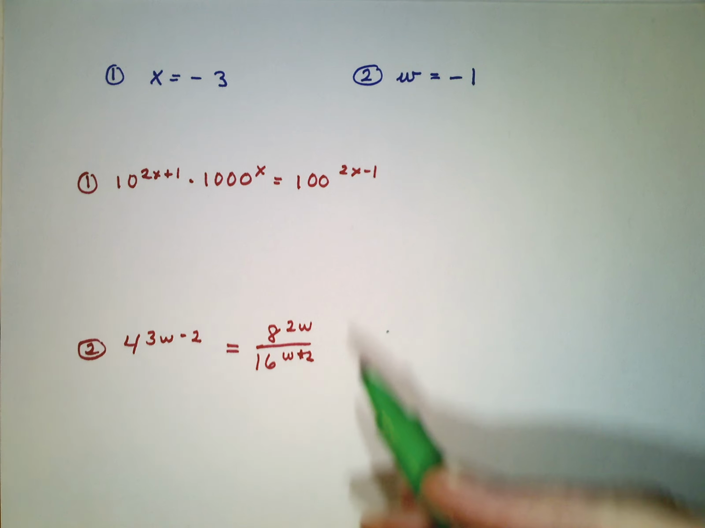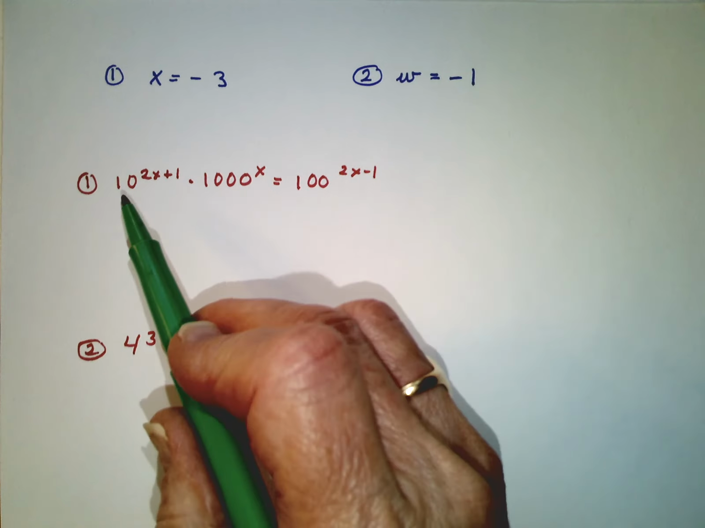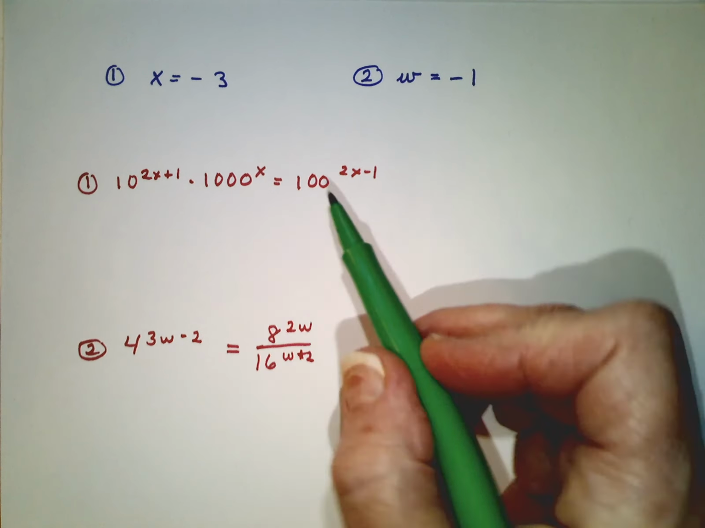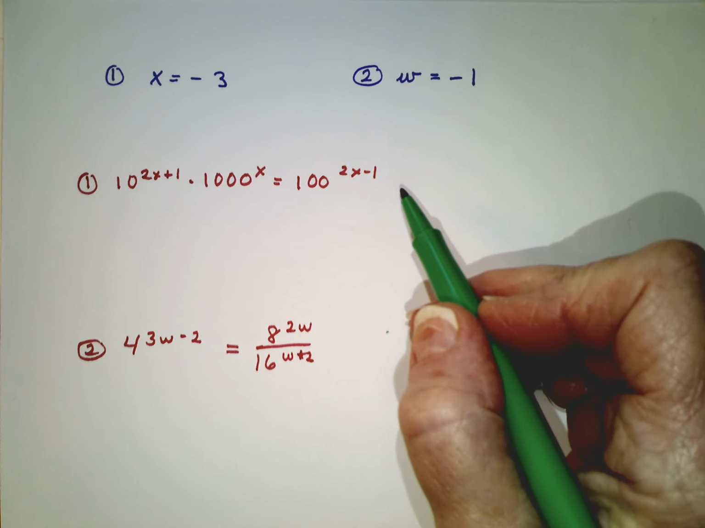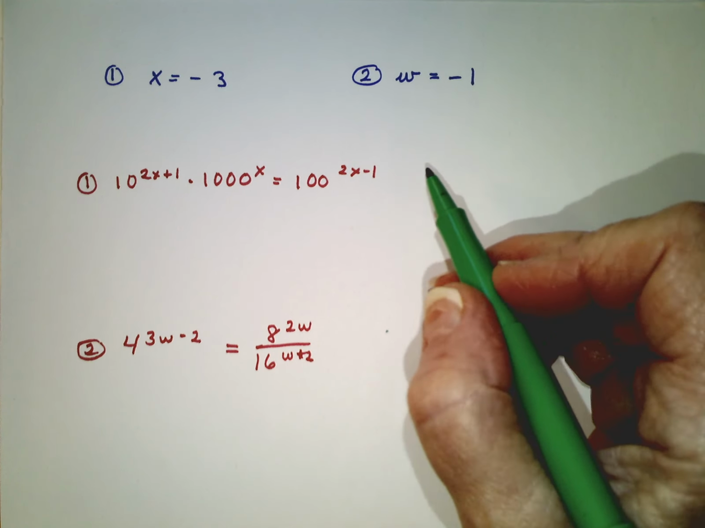For number 1, we need something that 10 is a power, 1,000's a power, 100's a power. And the music is starting downstairs in the music store.